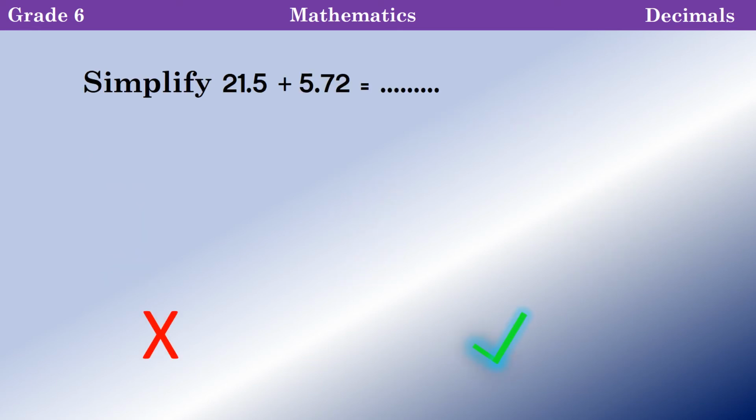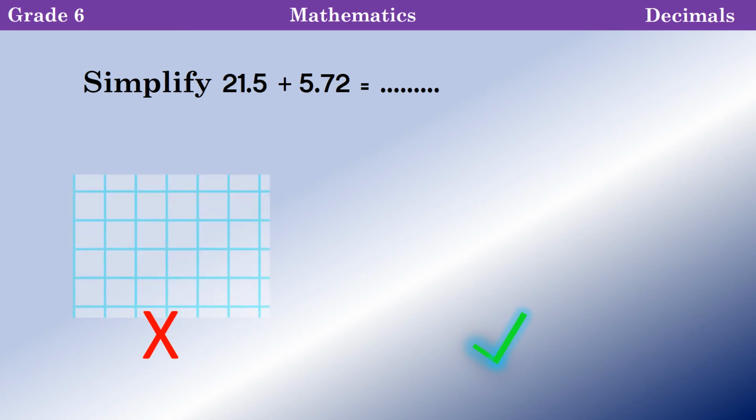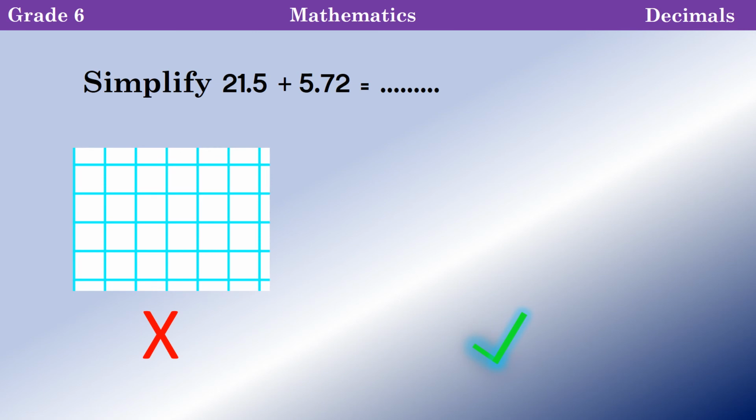Now let's simplify 21.5 plus 5.72. When adding these two decimal numbers, I will show you how two students have done it. The first method I am going to show you is a wrong method.